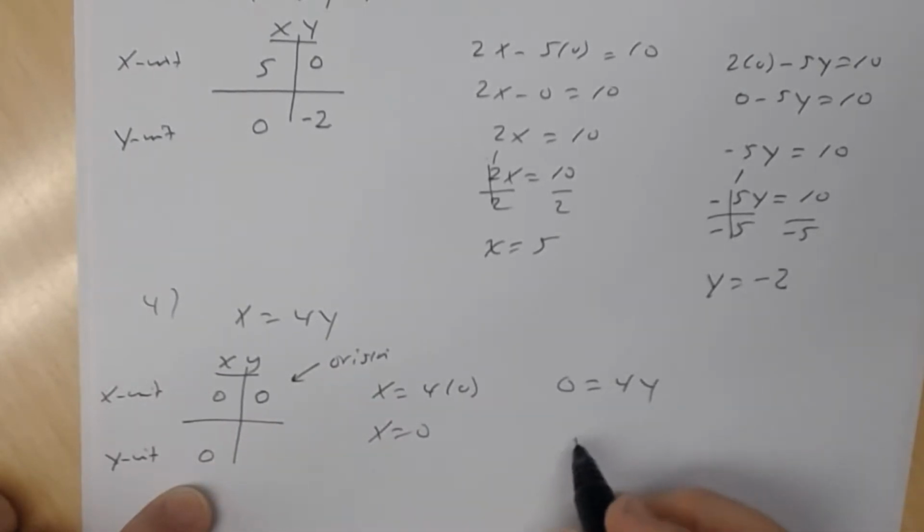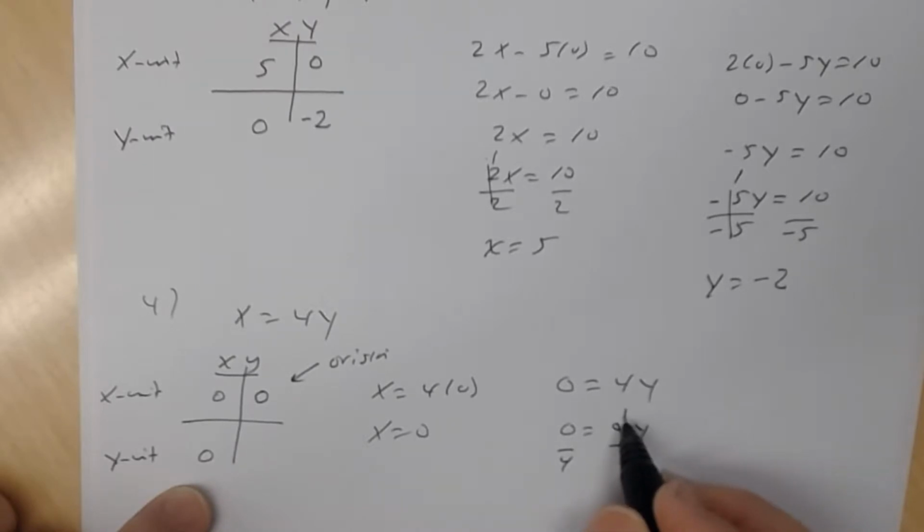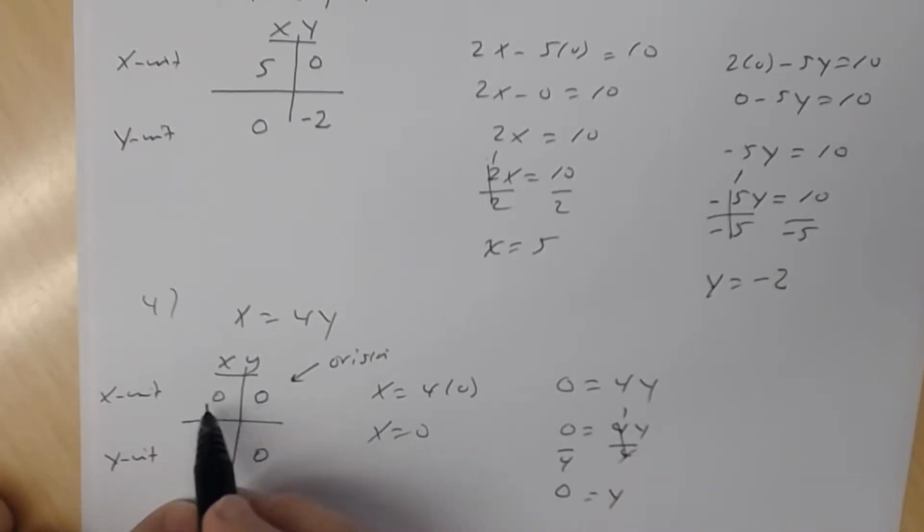And I get y by itself. To get y by itself, I'm going to divide both sides by 4. 4 divided by 4 is 1. 1 times y is y. But remember, 0 divided by 4 is 0. And so notice that in both cases, the x and the y-intercept is the same point. And that point is the origin.